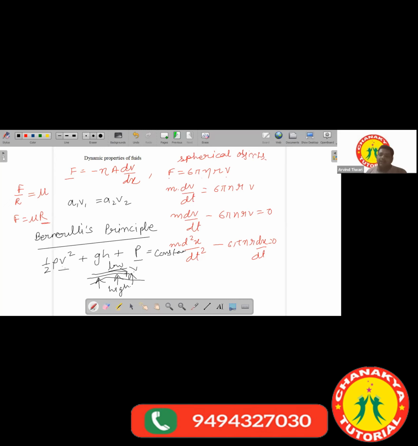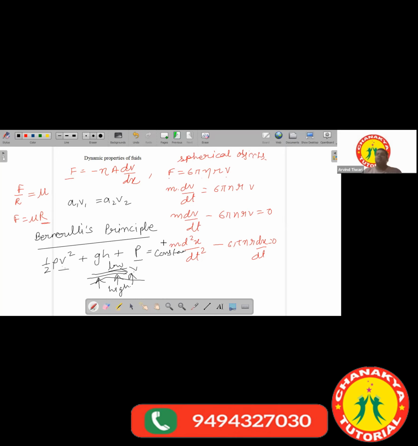In a similar way, we take it for aerodynamics also. So Bernoulli's principle has a wide application. We'll also see the equation of continuity, and also the Reynolds number. You should be able to recall the Reynolds number and its different values.